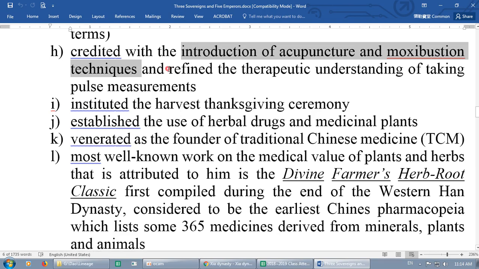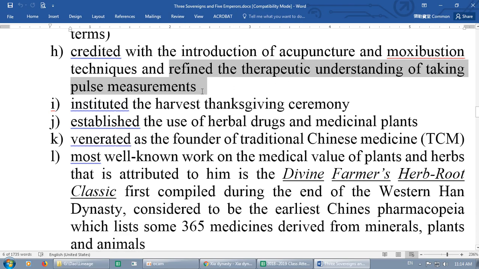And then he also refined the theoretical understanding of taking the pulse. That's the very cornerstone of Chinese medicine, which is that doctors don't use a stethoscope like we do today, but they can feel your pulse. Now, this pulse is not just your heartbeat. It includes many different things. So anyway, supposedly he started that. Wow, very ancient.